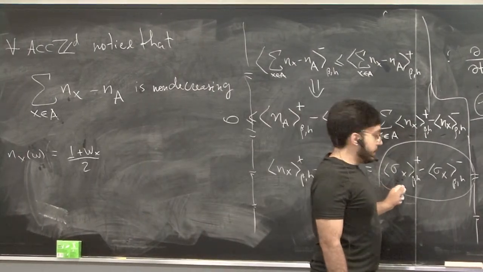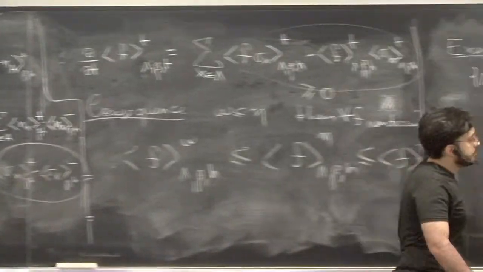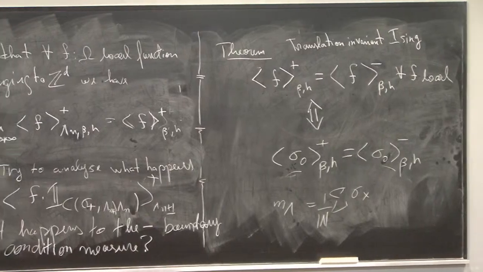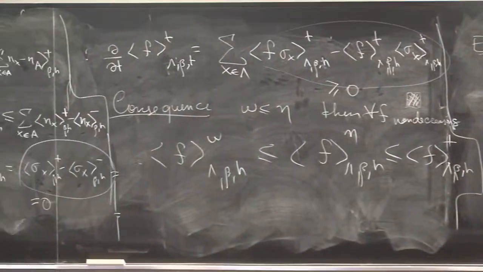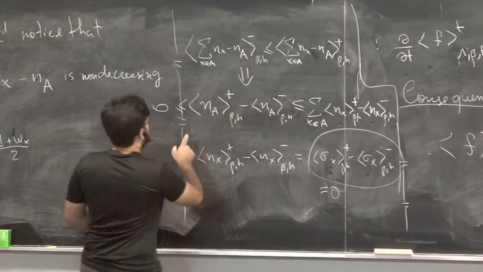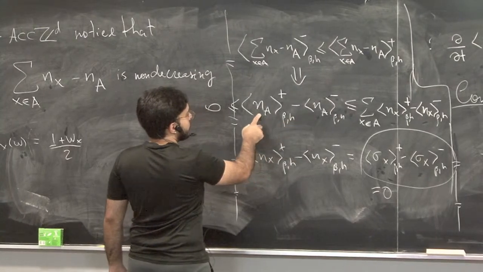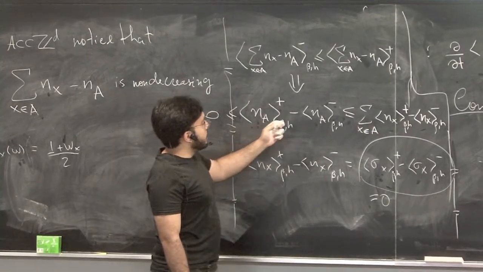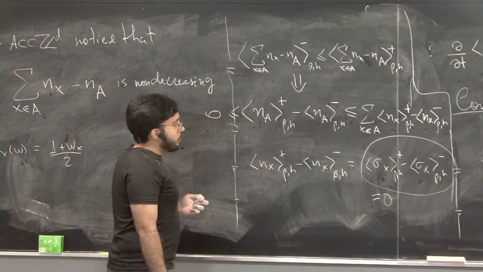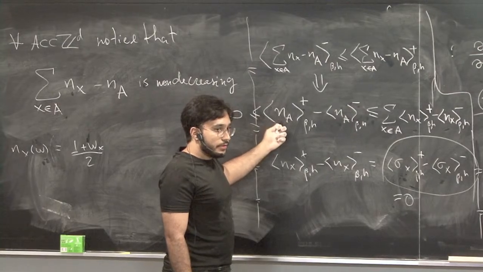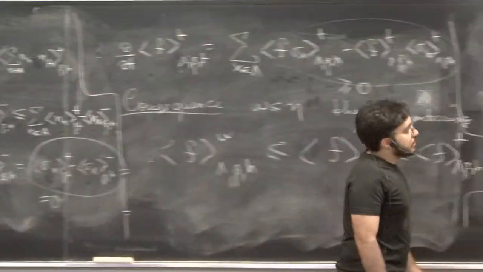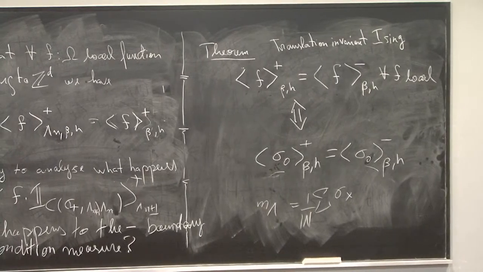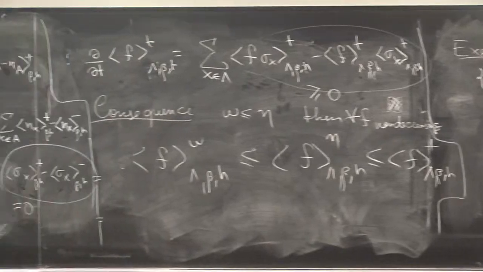If I can show that this condition here implies that this difference is 0, then I have that the difference between the expectation value of the occupation variables N_A will be less than 0, but they are also non-negative, so this implies that they are equal. And since the local functions are linear combinations of these variables, this would imply this equality for any plus and minus boundary condition. Okay? So now we need to talk about translation invariance of the system.